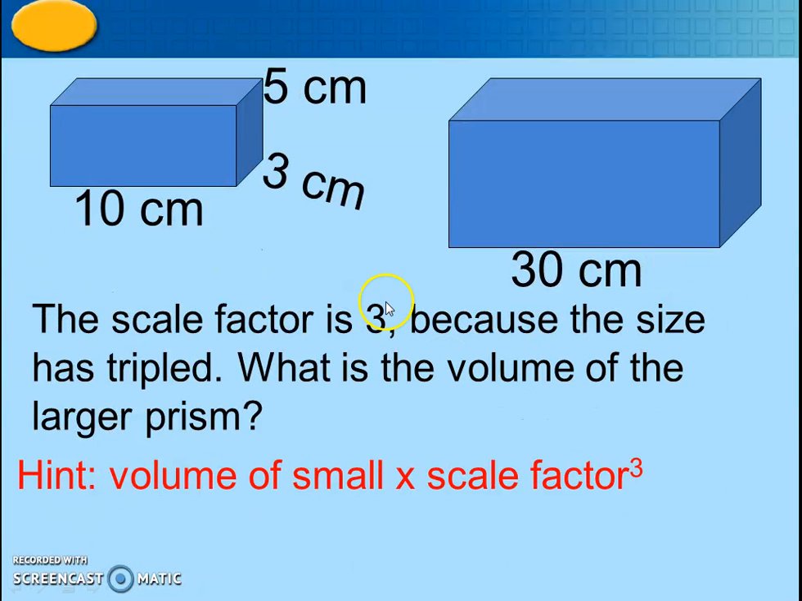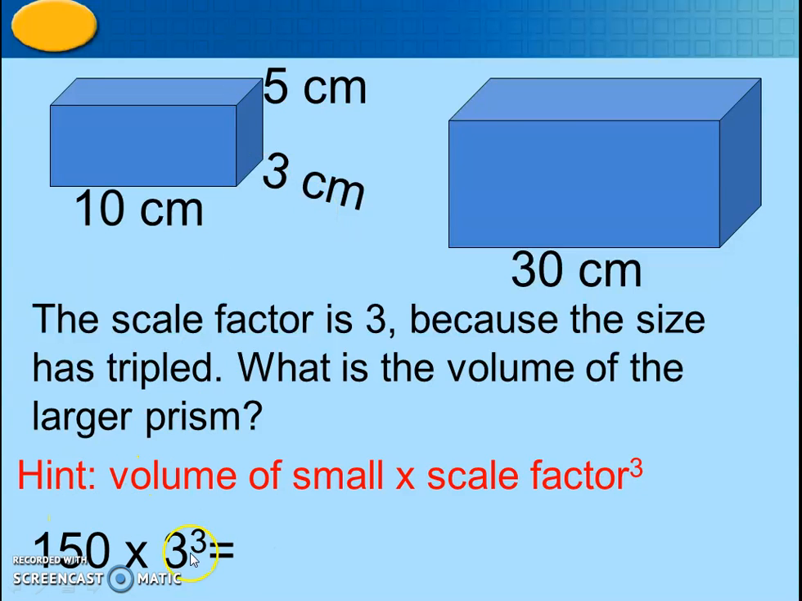So if the scale factor is 3 because all the sides were tripled, what is the volume of the larger prism? Hint, volume of the small times the scale factor 3. So basically we're going to find the volume of our first prism by going 3 times 5 times 10, which is 150, because 10 times 3 is 30, 30 times 5 is 150.